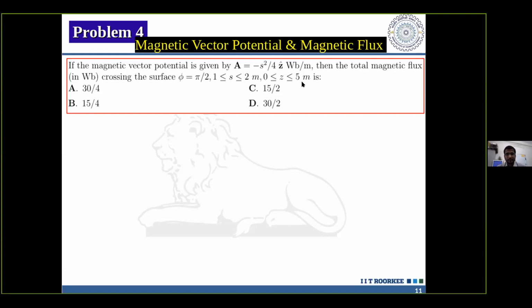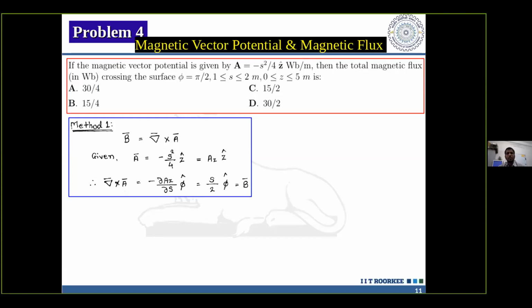As I mentioned in the beginning, there are 2 ways to solve this problem. The first method won't require you to draw any diagram. Because we need to find magnetic flux, I will need B. To calculate B from A, this is the formula which all of you probably have identified. Now I need to find a curl, or remember the expression of curl in cylindrical coordinate system. And as I have written, A has only a Z component. You see, it is Z cap.